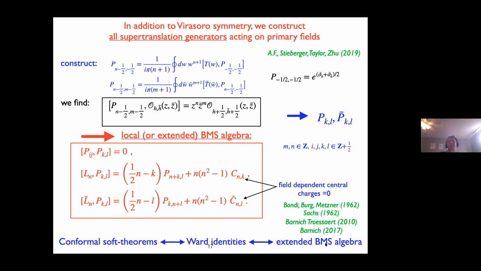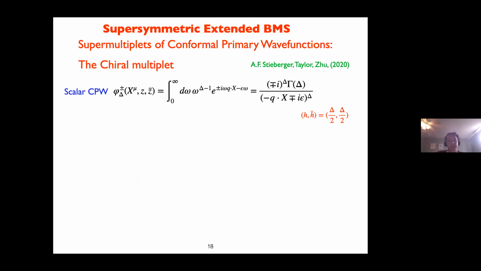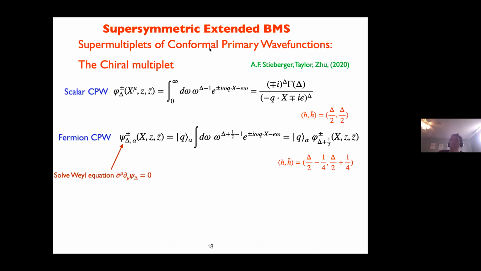What we want to do now is to extend all this discussion to supersymmetry. So the first thing we would like to do is to construct supermultiplets of conformal primary wave functions. We start with a chiral multiplet. It's composed of a scalar conformal primary wave function, which we already discussed is a Mellin transform of plane waves, and a fermionic conformal primary wave function, which is a Weyl spinor, which basically solves the Weyl equation. And you can see that it comes from a Mellin transform of the standard spinors of the momentum basis.